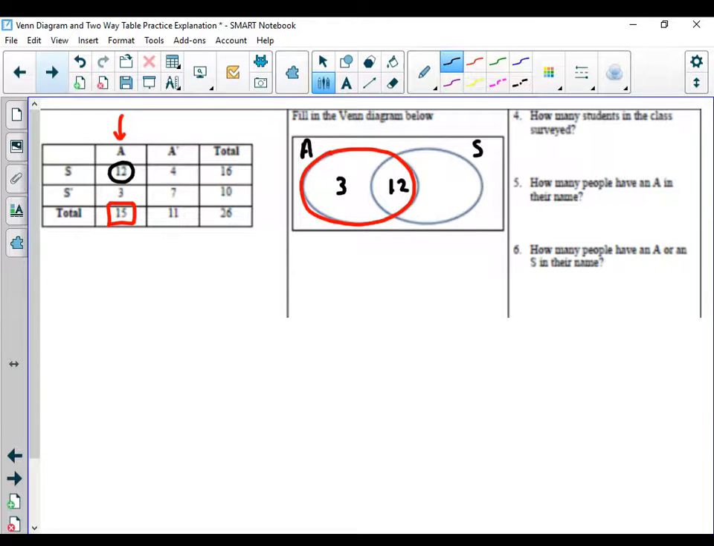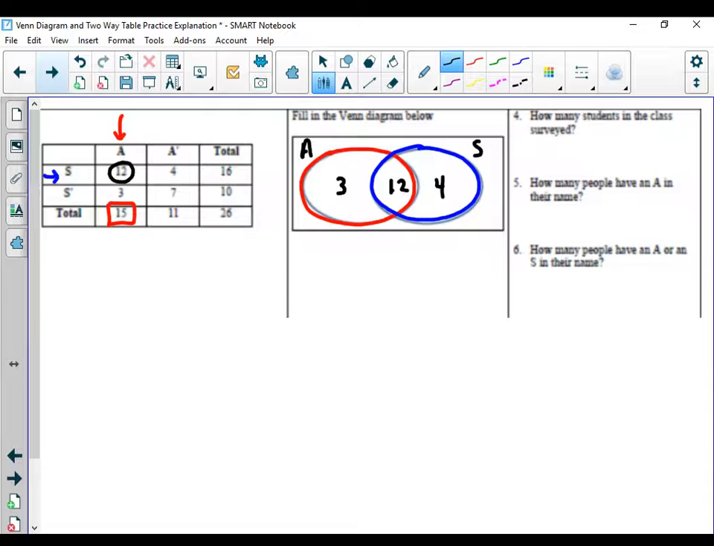Now let's move on to the S's. Everything in the S circle should be talking about this row. Well, in that row, it says a total of 16. I've already got 12 of those, though, so that leaves me with 4 that would go in that section. So right now I have 3 and 12, so that's 15, plus 4, so that's 19.